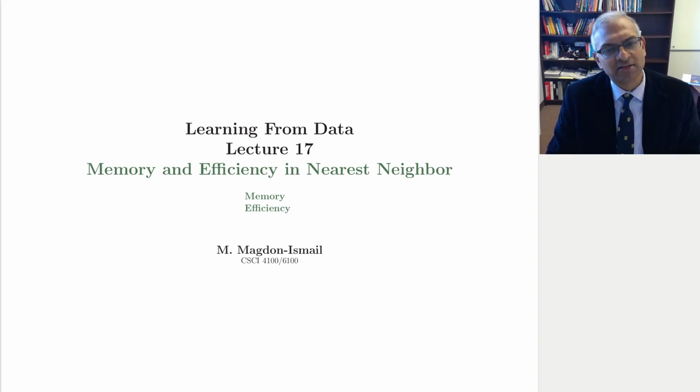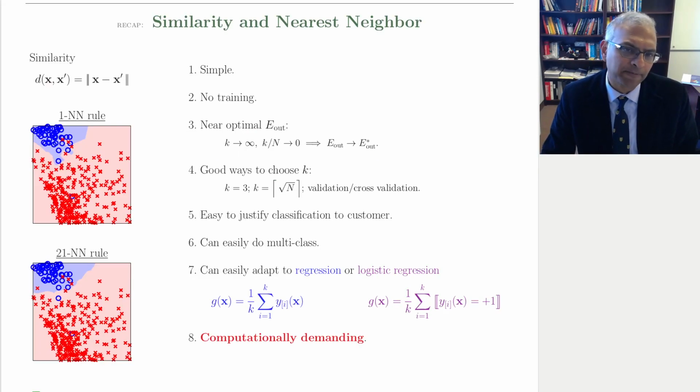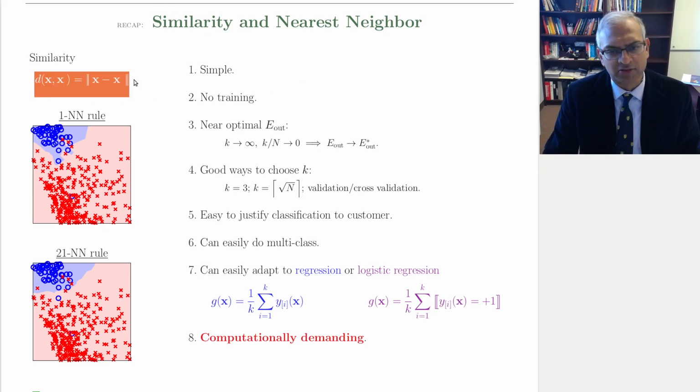We're going to be addressing the memory and efficiency issues in this technique that we discussed last time called the nearest neighbor. So let's have a quick review of the nearest neighbor technique. It's a very simple, powerful technique. Okay. Now, it's based on similarity, and we discussed the Euclidean similarity. The Euclidean distance between features of two objects is a measure of similarity or dissimilarity.